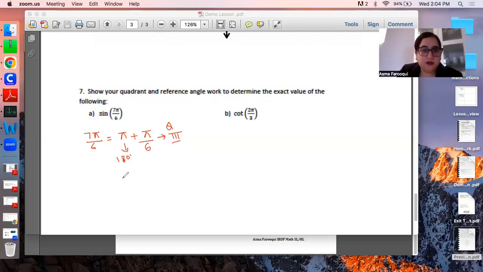Q3, where sine is negative in the third quadrant.